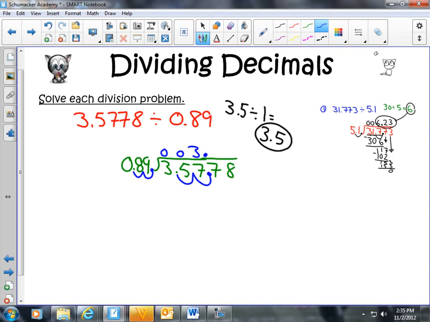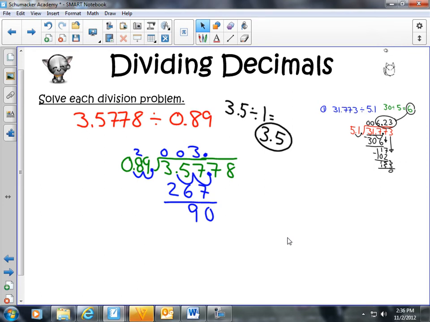So 3 times 9 is 27. So I put my 7 down here, carry my 2. 3 times 8 is 24, plus a 2 is 26. Okay, now I subtract. I think we have a problem here. 7 minus 7 is 0. 35 minus 26 is 9. I picked a number that was not going to work.